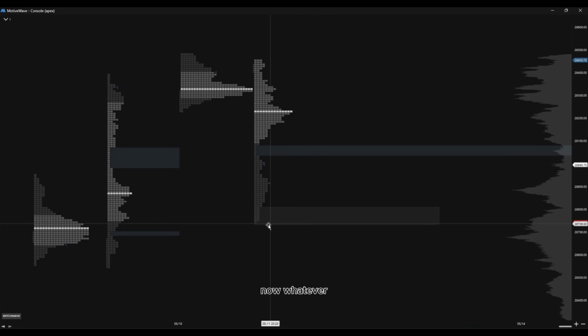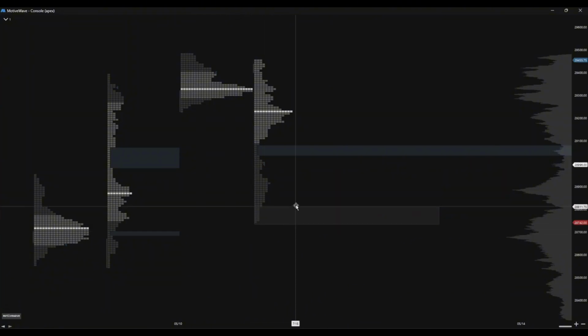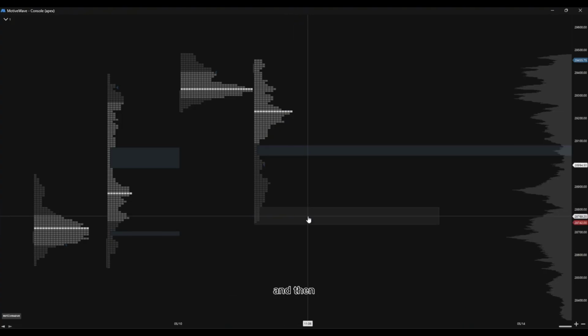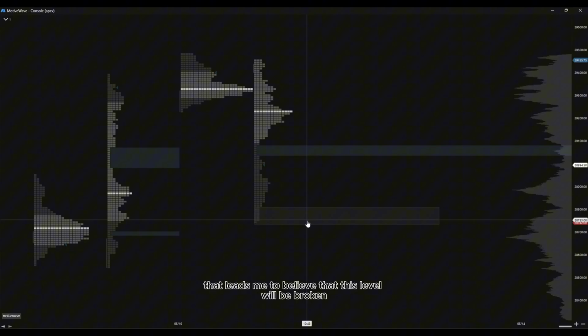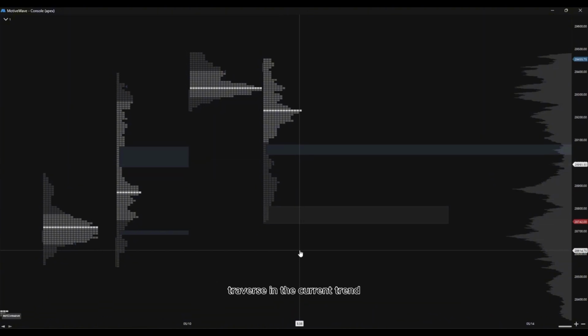Now, whatever I'm looking at, whether it be the DOM or the footprint or whatever, if I don't see those buyers stepping in with strength, then that leads me to believe that this level will be broken through, and there should be a full traverse in the current trend.